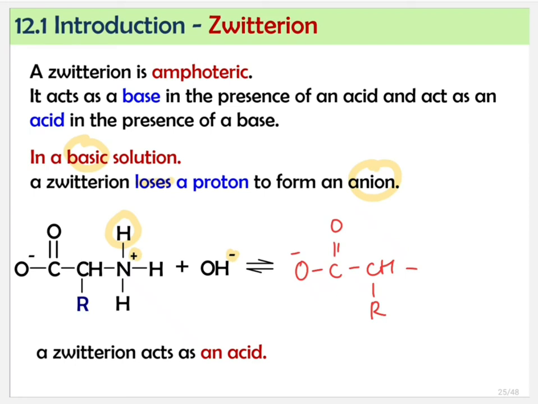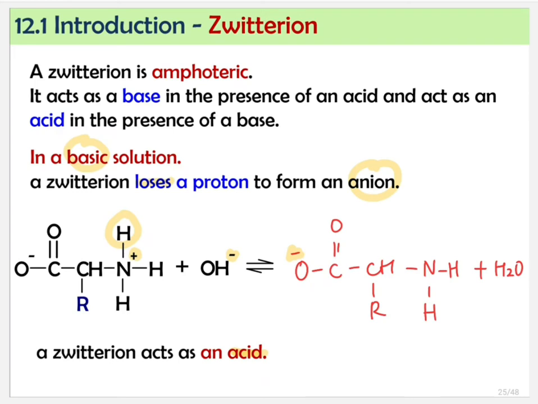Dia akan remove one hydrogen. So, sekarang dah tinggal dua sahaja hydrogen. So, positive charge tu dah hilang lah. Okay, tambah. OH minus ni akan terima hydrogen yang hilang tadi. So, awak dah dapat H2O. Okay, therefore, apa yang exist sekarang? Anion sebab ada negative charge. So, the Zwitterion will act as acid.